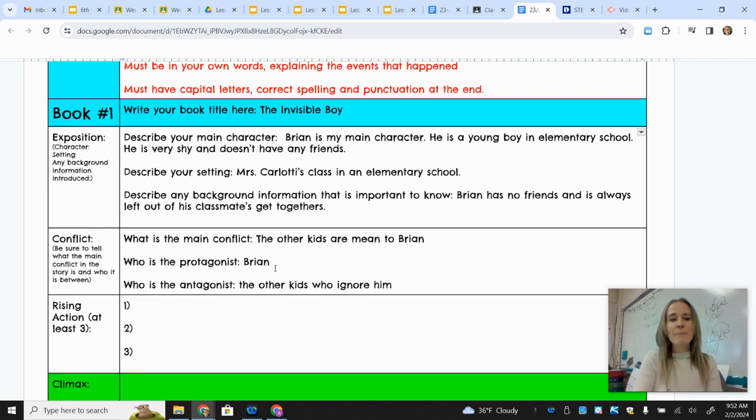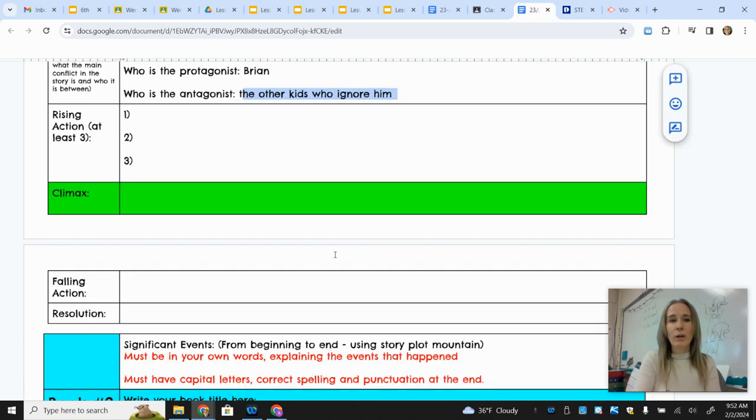So then if you're going to fill out your conflict row, which is telling what the main conflict in the story is and who it's between. So the main conflict is that the other kids are mean to Brian. He has no friends. Who's the protagonist? Brian is. Who are the antagonists? The other kids who ignore him. So that's how you would fill out the conflict row.